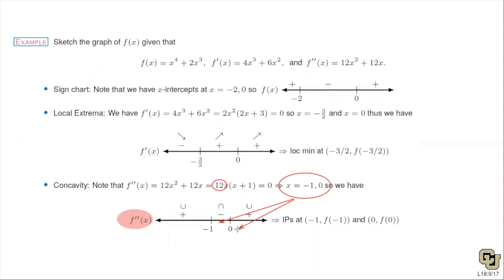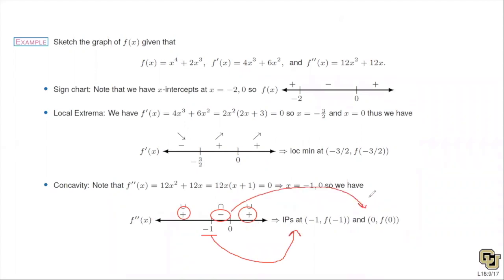Again, check the sign of the second derivative. And I get this pattern where it's plus, minus, plus. And remember now, the pluses and minuses mean concave up, concave down. So concavity changes around -1. So there's an inflection point there. And concavity changes around 0. So there's also an inflection point at 0.